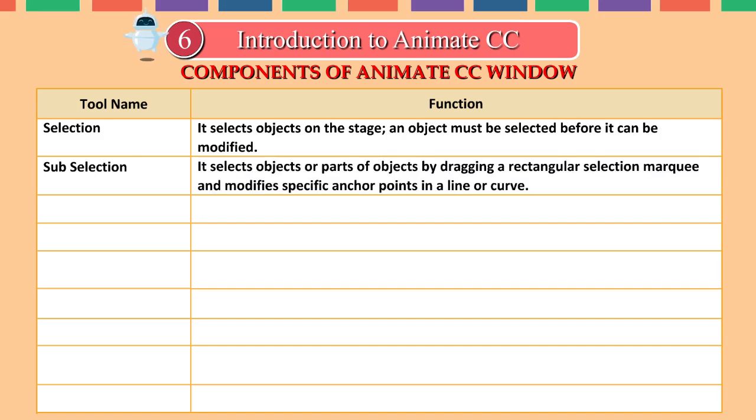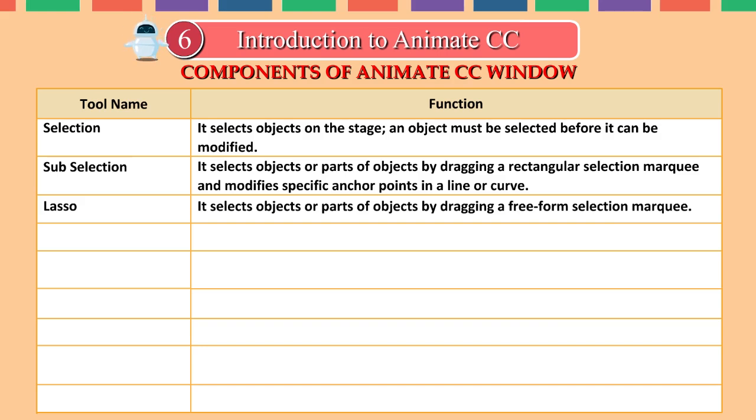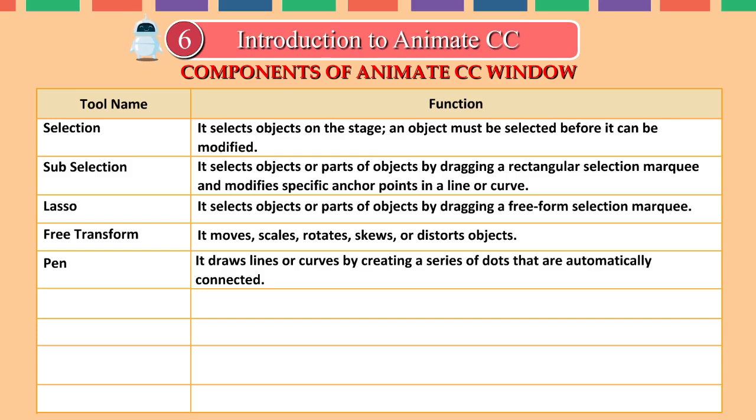Sub-selection. It selects objects or parts of objects by dragging a rectangular selection marquee and modifies specific anchor points in a line or curve. Lasso. It selects objects or parts of objects by dragging a free-form selection marquee. Free transform. It moves, scales, rotates, skews, or distorts objects. Pen. It draws lines or curves by creating a series of dots that are automatically connected. Text. It creates and edits text.